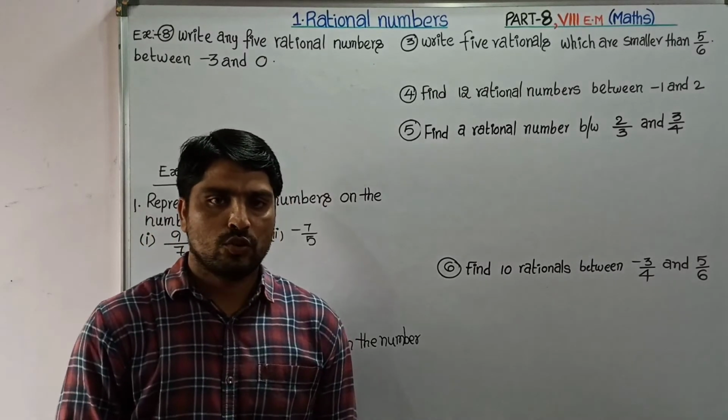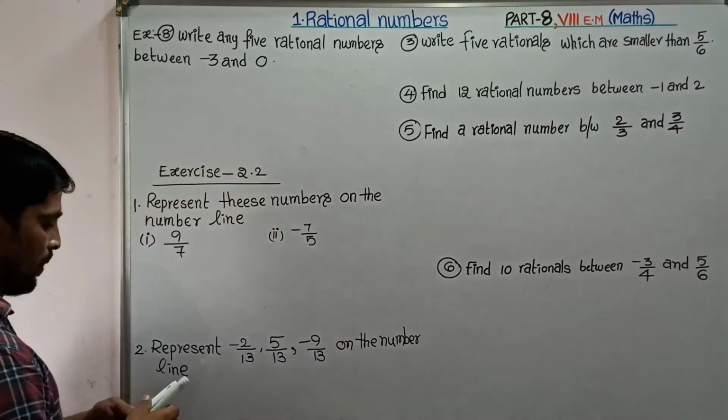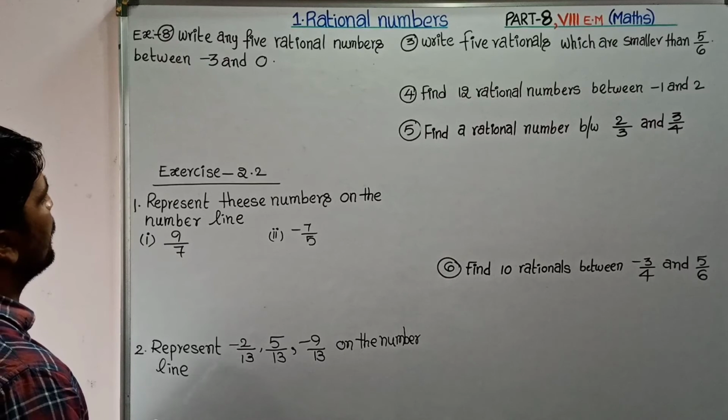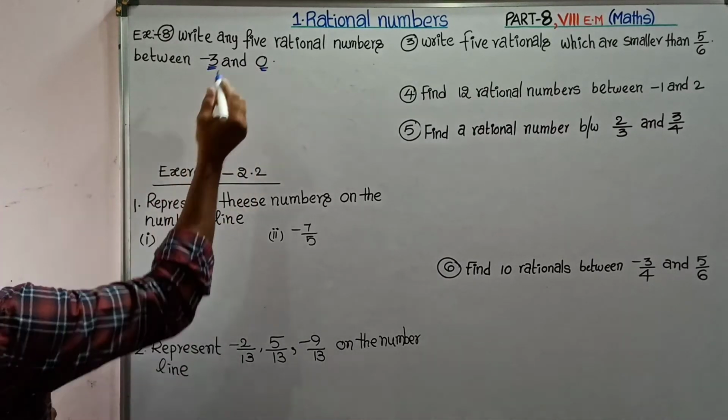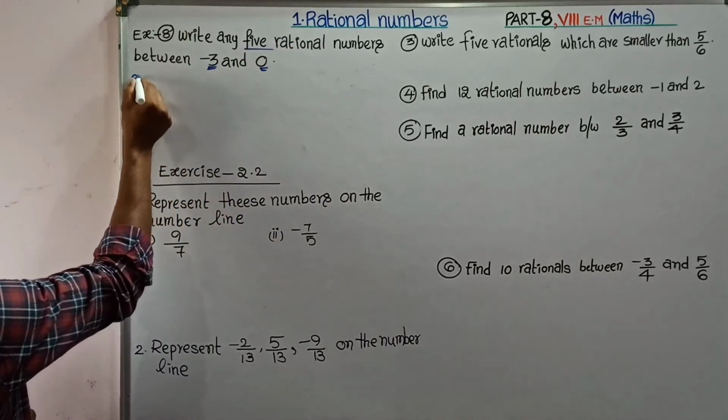Next question, example 8. Write any 5 rational numbers between minus 3 and 0.